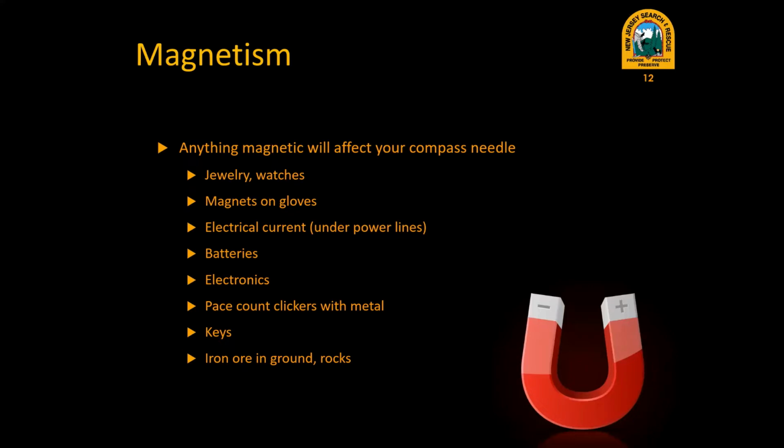I don't know if you mentioned it, Jeff, but some big ones that have caught some of us off guard are magnets in gloves that flip back and they're held with a magnet. Also pace counters. You got to make sure that even the plastic ones, they have metal inside that are magnetic, that you're using that in the other hand.